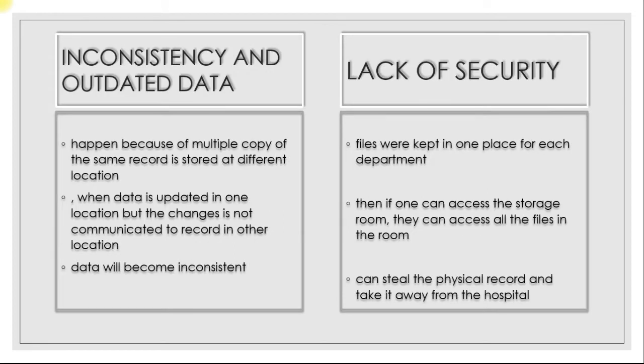The third is inconsistency and outdated data. This happens because multiple copies of the same record are stored at different locations. When data is updated at one location but the changes are not communicated to the record in other locations, then this will become data inconsistency.